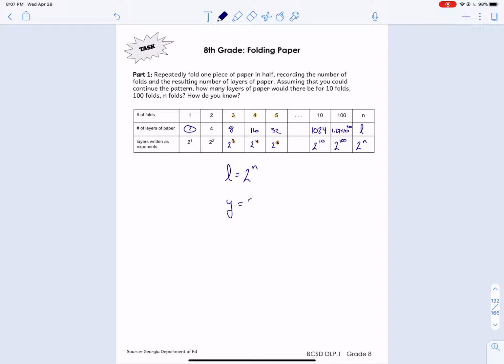Or where these two are the number of folds, and then this would be the layers. So we can actually graph this. We can get any number of layers of paper after any number of folds. All right, so let's continue.